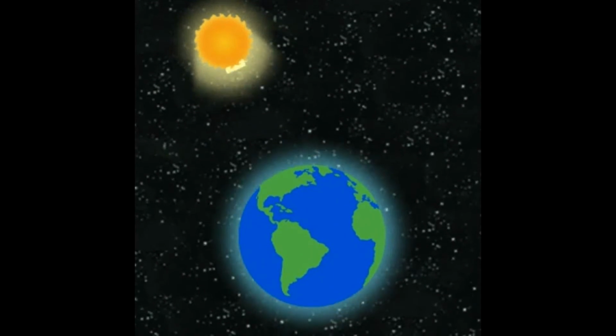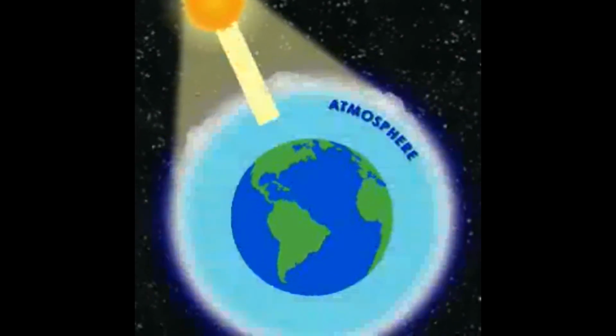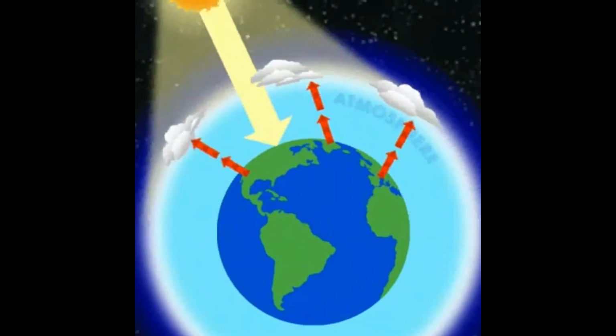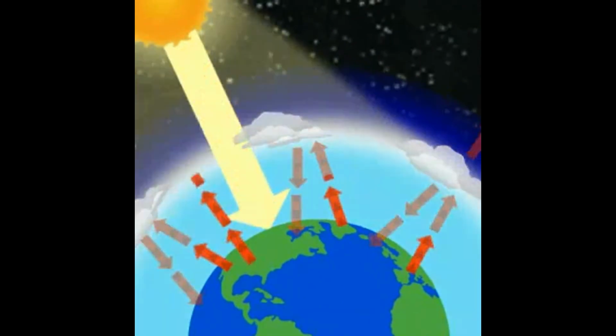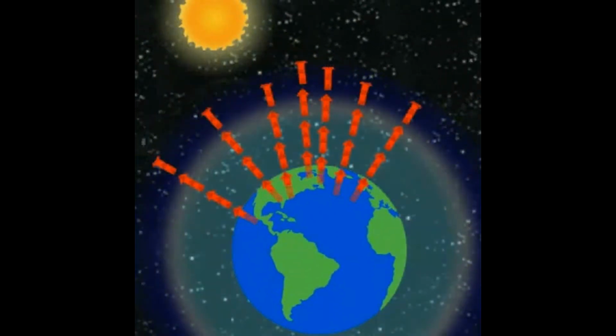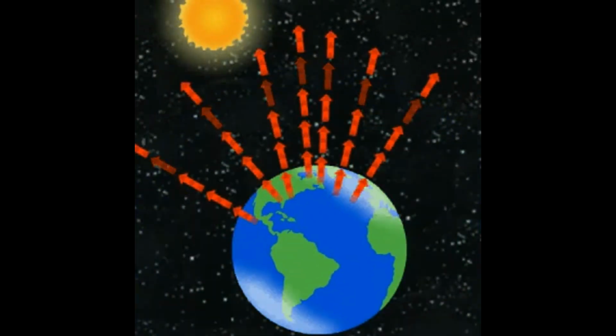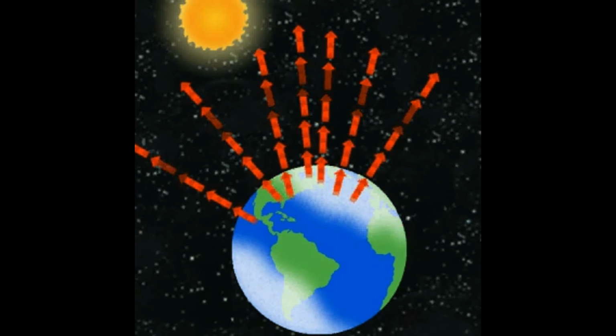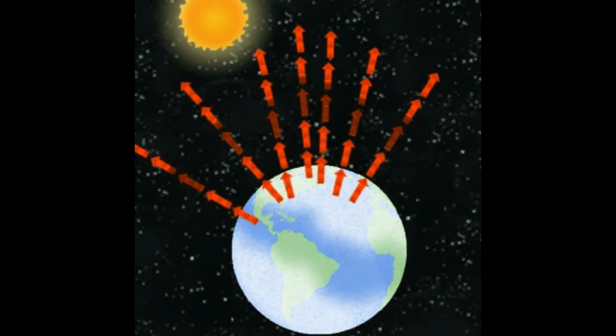Scientists have long known that the presence of an atmosphere keeps the surface of the planet warmer than it would be without an atmosphere. In fact, without an atmosphere, the surface of the Earth would be about 30 degrees Celsius cooler than it is now.